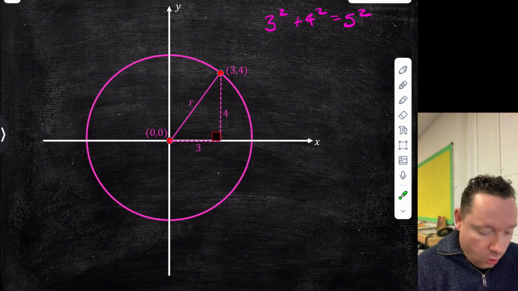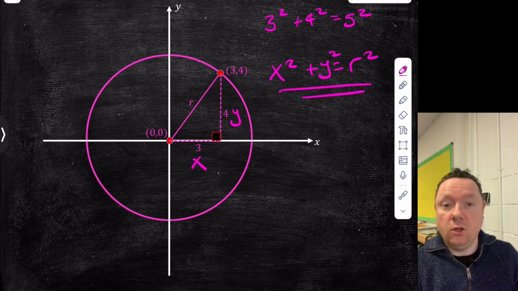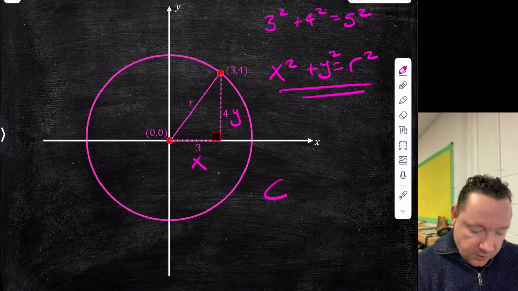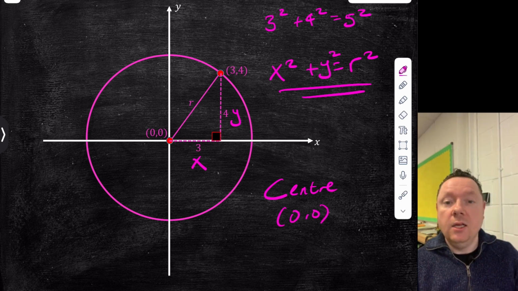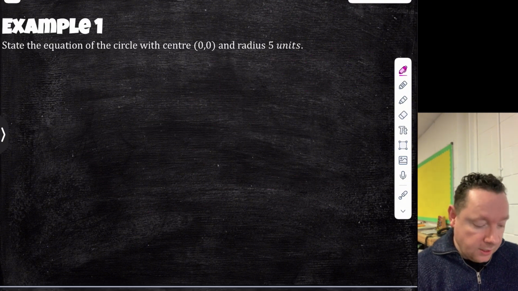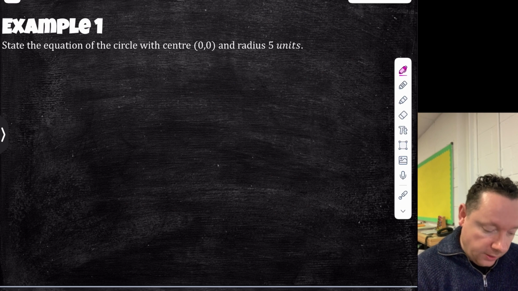Therefore, if I just call the direction along the way x and the direction up the way y, x squared plus y squared equals r squared is the equation of a circle as long as the centre is 0, 0. So the centre has to be 0, 0 for this. And we're going to start looking at circles with the centre 0, 0 and then move the centre along. So example 1 says, state the equation of a circle with centre 0, 0 and radius 5. Well, that's nice and easy.